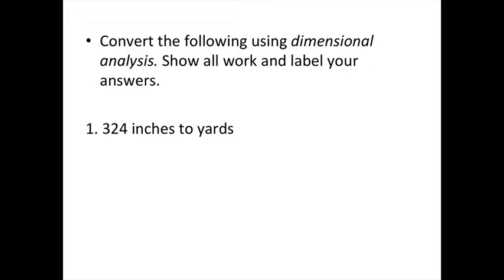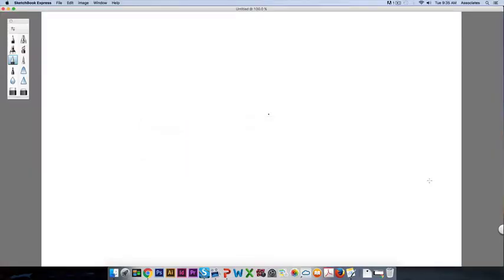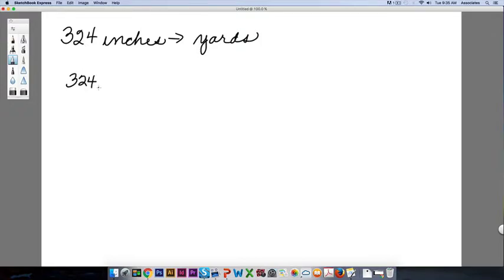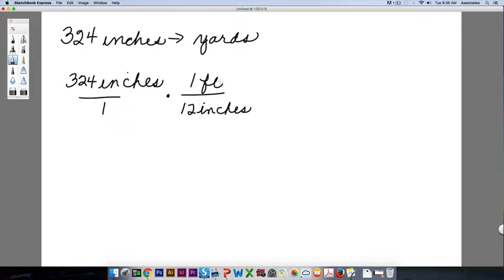So let's go to our slate. And we want to take 324 inches, and we want to change them into yards. Now on the exam, you'll be able to use your conversion sheet. So we put what we know, 324 inches over 1. Now I can convert inches to feet because I know that 12 inches is equal to 1 foot. And then I know that 3 feet are equal to 1 yard.